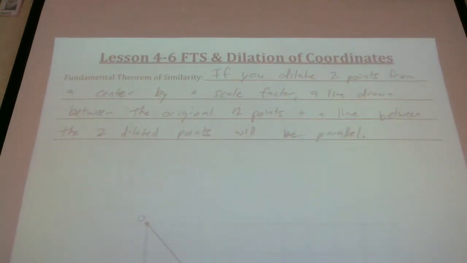Alright, so the fundamental theorem of similarity says if you dilate 2 points from a center by a scale factor, a line drawn between the 2 original points and a line drawn between the 2 dilated points will be parallel. And that's just a lot of words for what I'm about to show you. So here we have an example below.